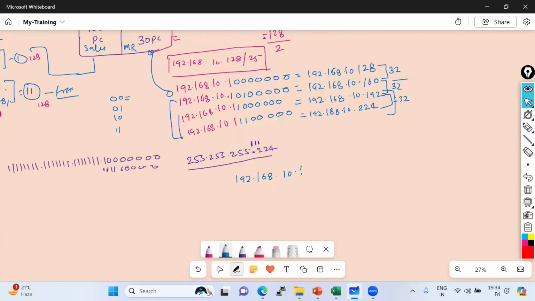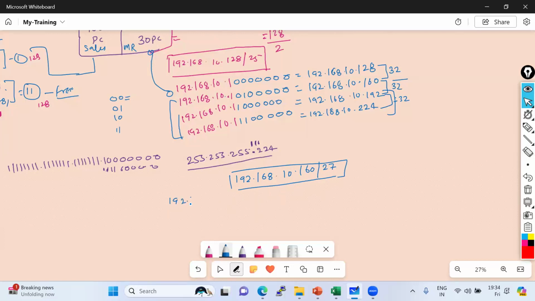I'm going to borrow just one bit now. Slash, how much is the subnet, slash 27, right? Yes, this is your network. Now this is your fixed part.